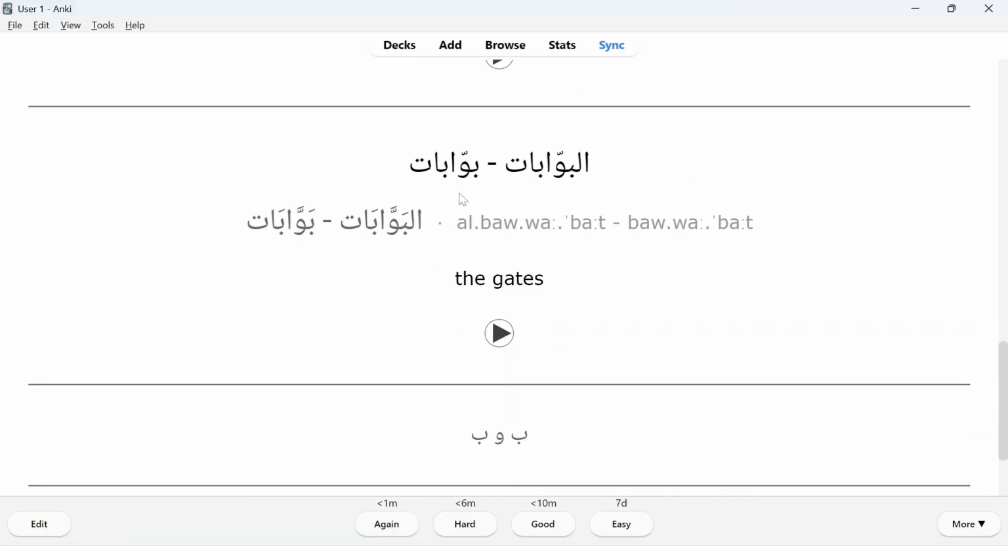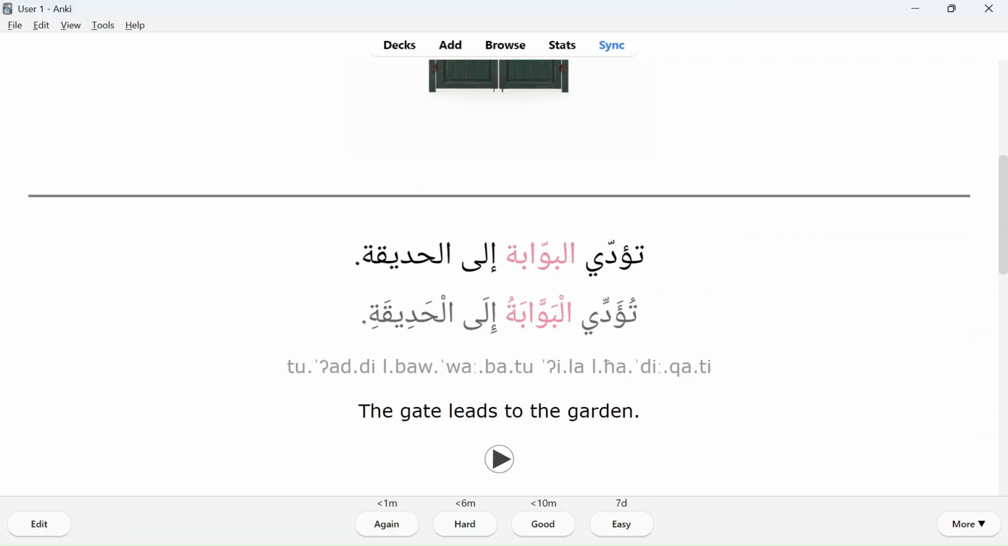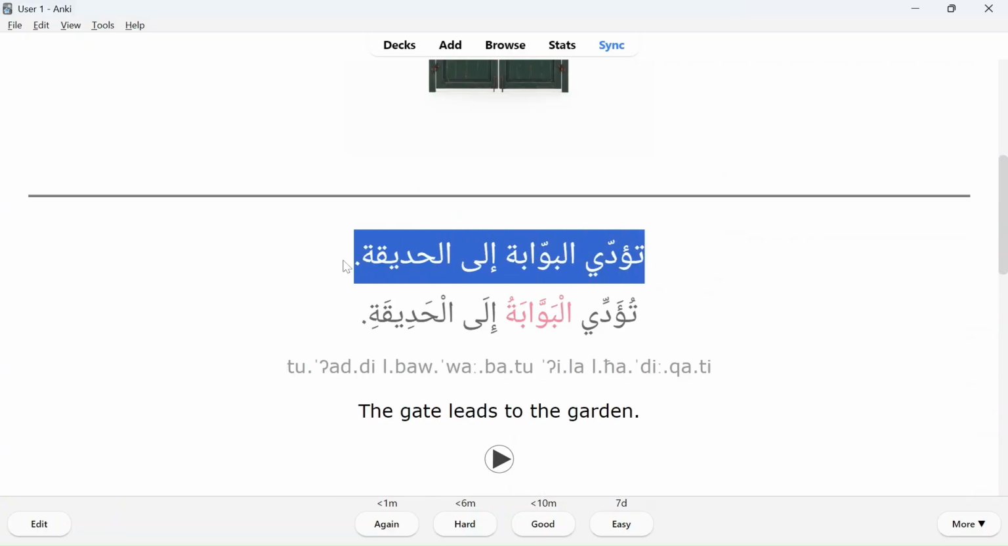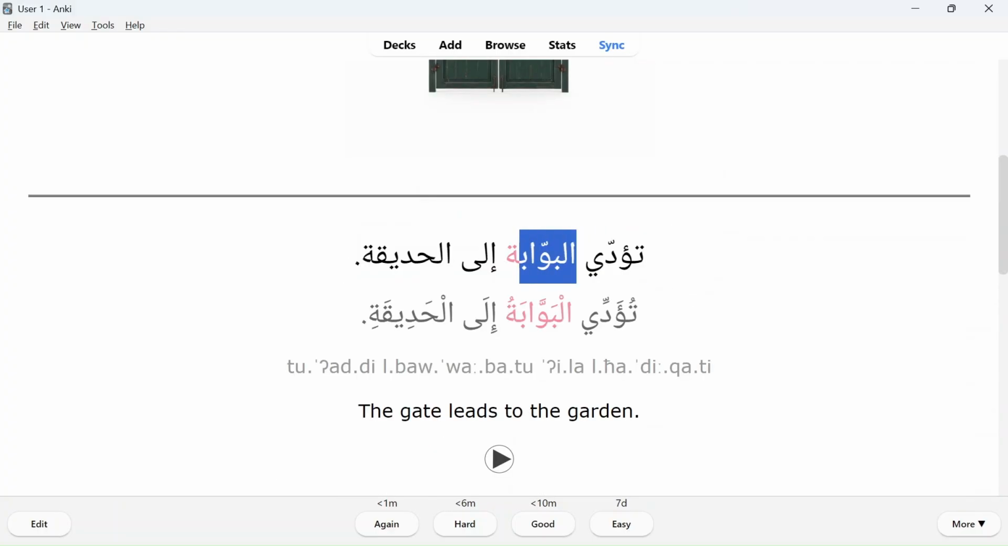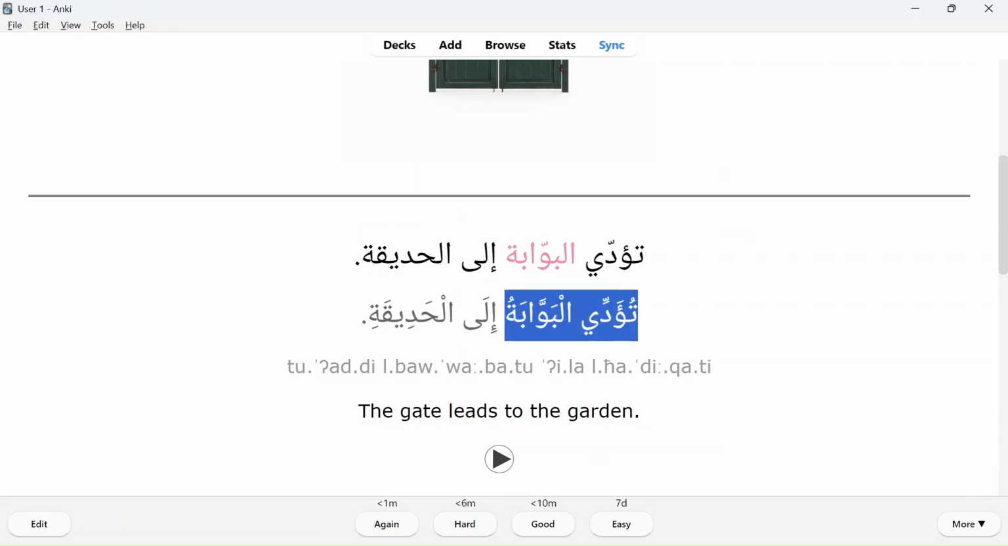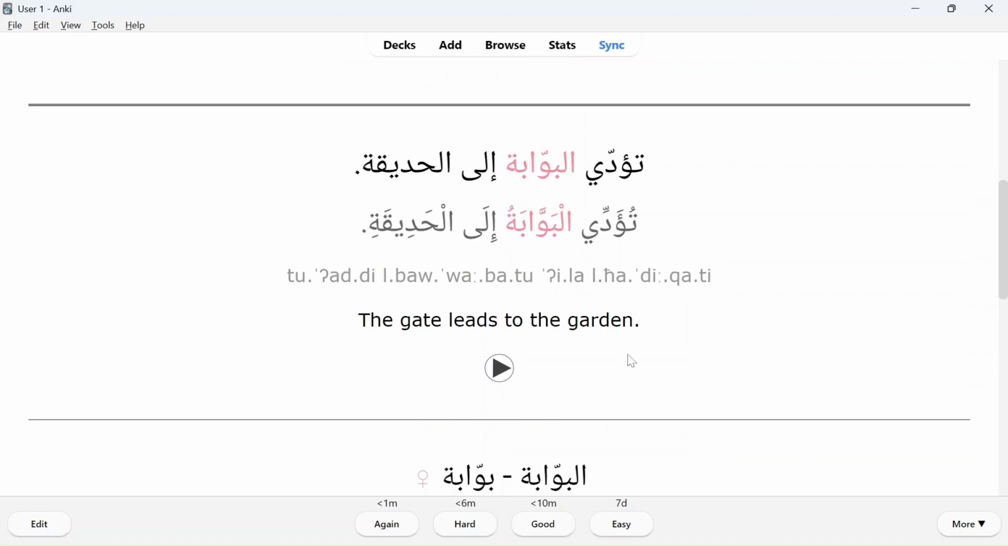Great. So let me just give you one small recap one more time. Sentence area, the word that we're looking for, bold and pink because it's feminine. We have the sentence with harakat, so this will help you with your pronunciation. We have the IPA notation, this will also help with pronunciation. English translation, sentence, and audio.